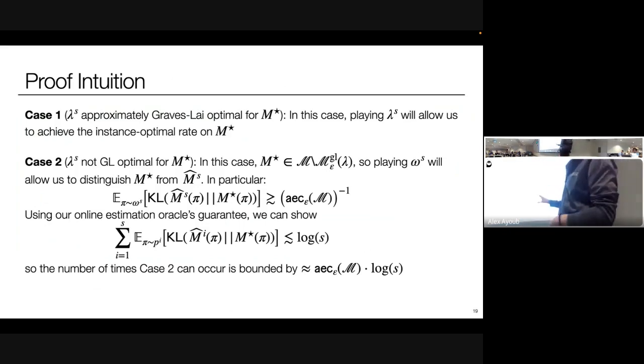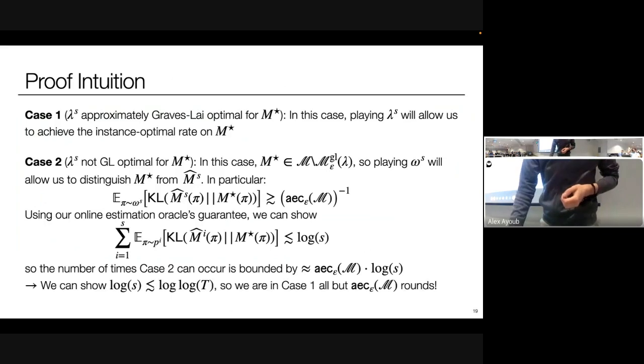We have more detailed proof steps in the paper, but the basic idea is that either you're playing greedy and lazy, or you're learning something about your model that will tell you what greedy and lazy is, and so you'll then play it eventually. And that's basically it.